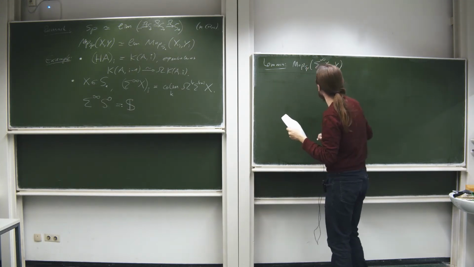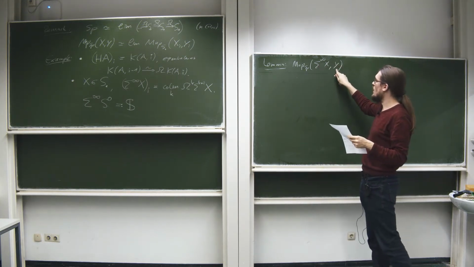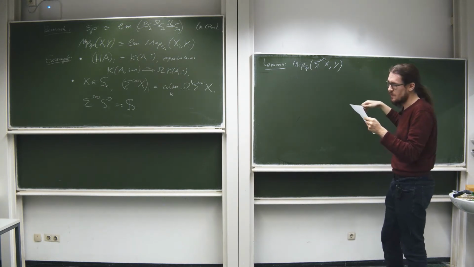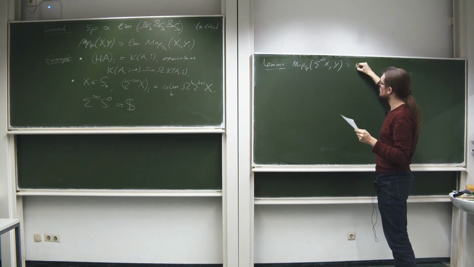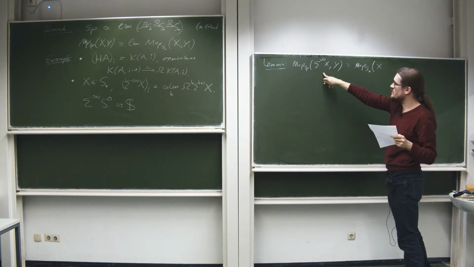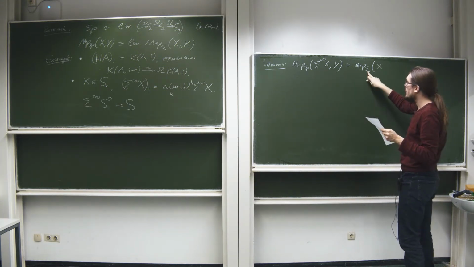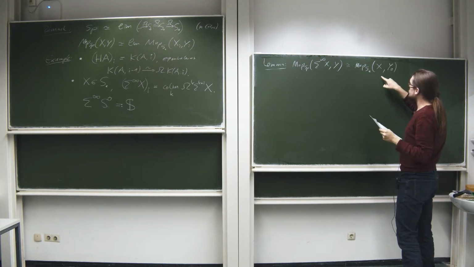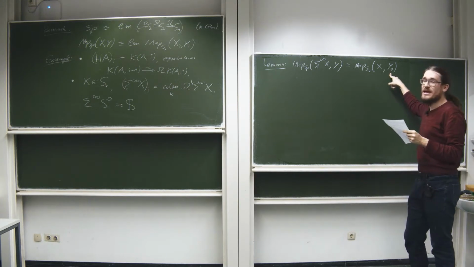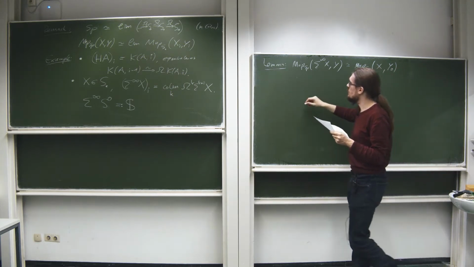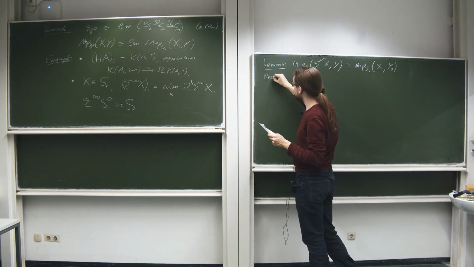So if I take a spectrum Y and a pointed space X, I can look at maps between these, and it turns out there's an equivalence between this mapping space in the category of spectra and this mapping space here in the category of pointed spaces, where I've passed to the zeroth space of my spectrum Y. And let me give you a proof sketch.